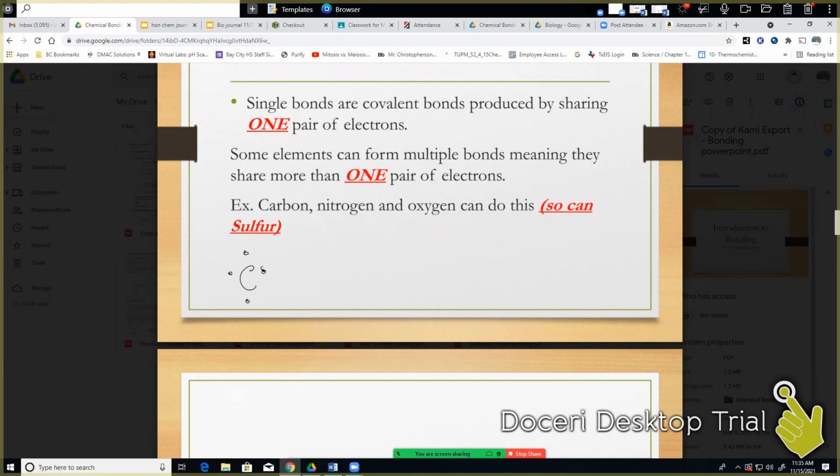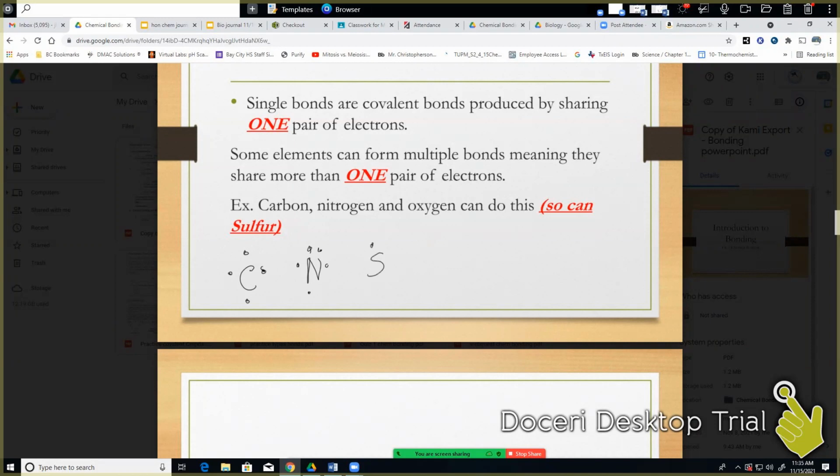carbon has 4 single bonds. It doesn't have any pairs. So we can form 4 bonds. Maybe 4 single bonds, 2 doubles. Nitrogen has 1 pair and then 3 singles. So nitrogen tends to form a lot of triple bonds because it has 3 single electrons. It's willing to share those.